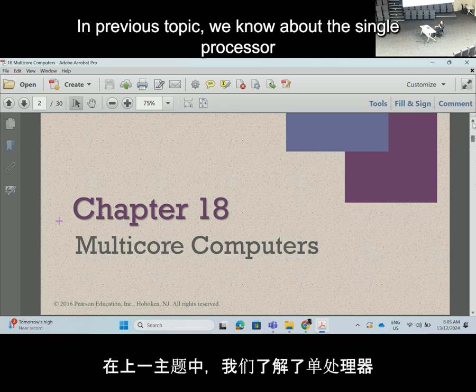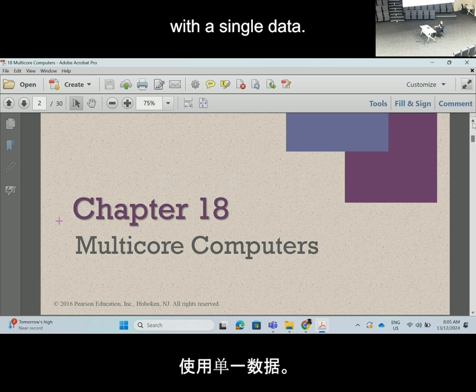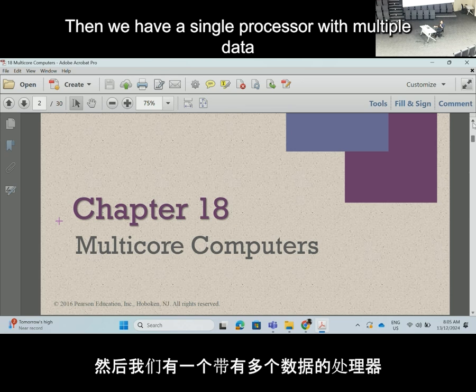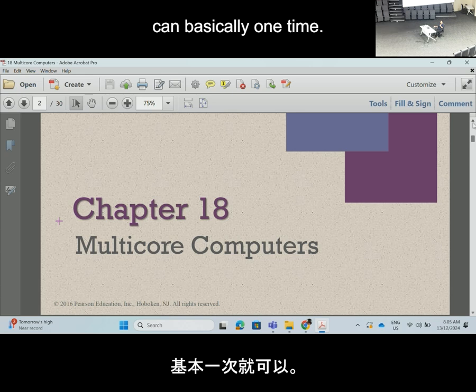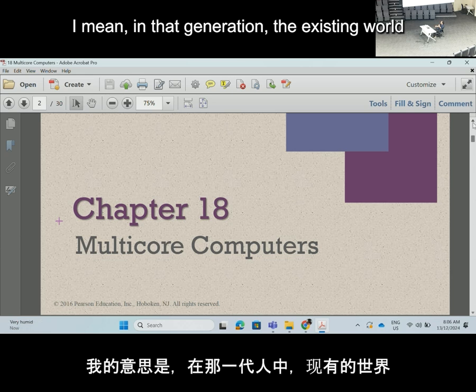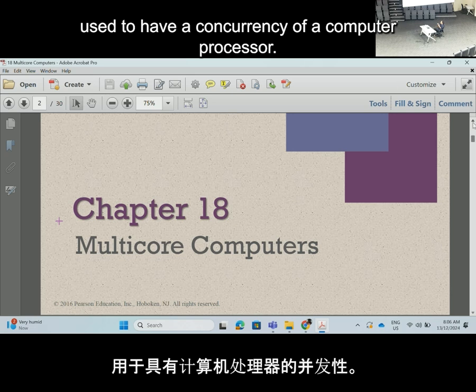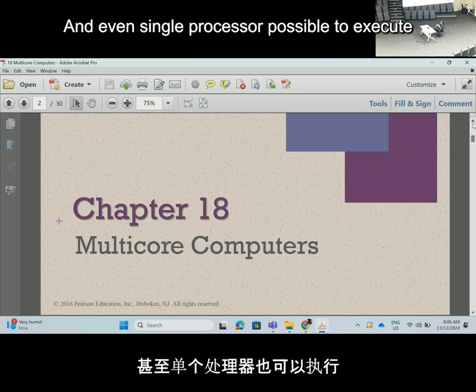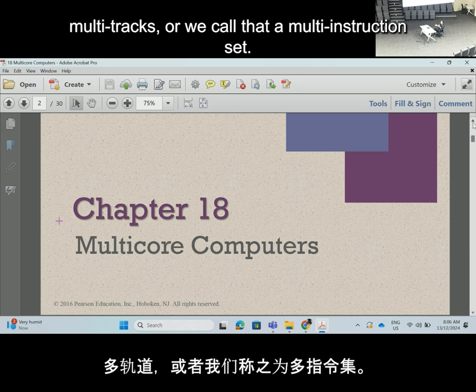In the previous topic, we know about the single processor with a single data, which is the first generation. Then we have a single processor with multiple data that can be executed at one time. Then, with the advance of processor manufacturing, we have multiple processors. It means that in that generation, the computing world used concurrency of computer processors. So we have more than one processor, and even a single processor is possible to execute multi-threads, or what we call the multi-instruction set.